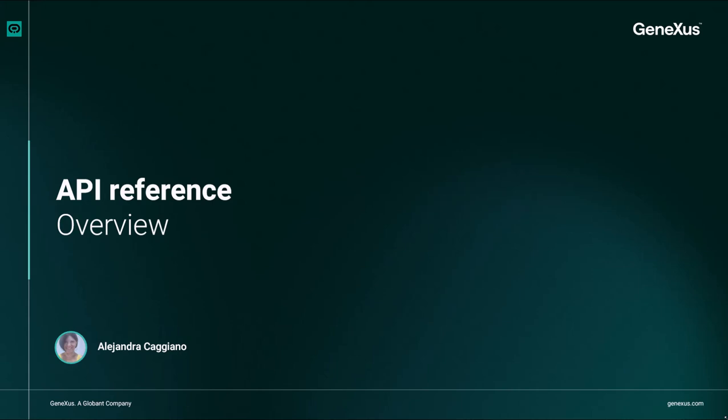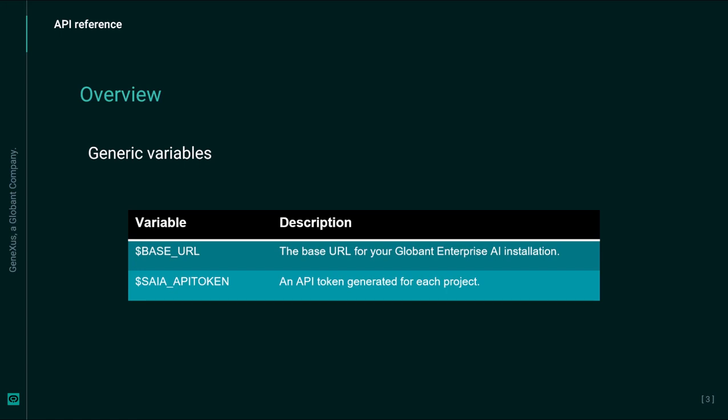Globant Enterprise AI provides a set of different APIs that, on one hand, allow for integration with large language model (LLM) systems, and, on the other hand, enable interaction with the different assistants defined. In order to use these APIs, it's necessary to consider the following generic variables: the base URL variable, which corresponds to the base URL for the installation or the value provided.